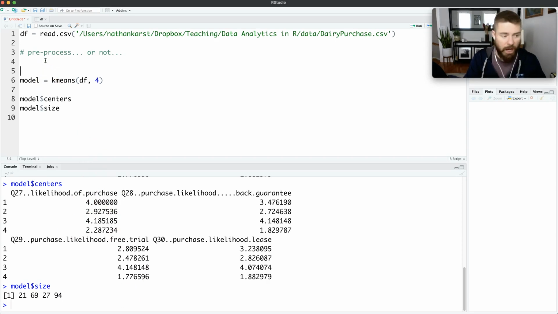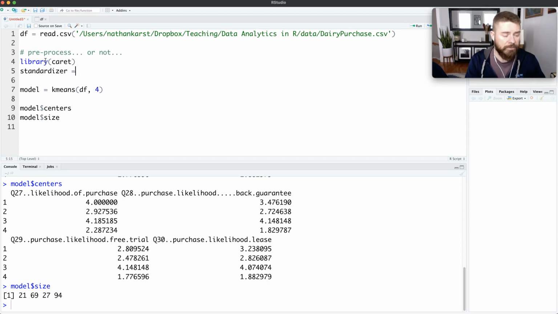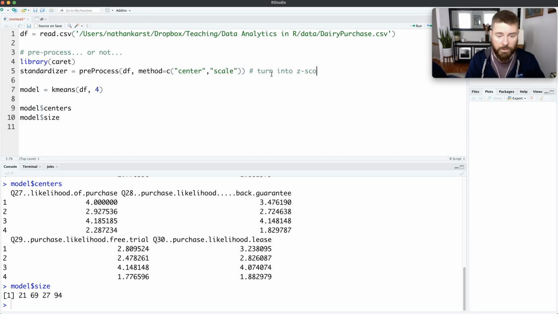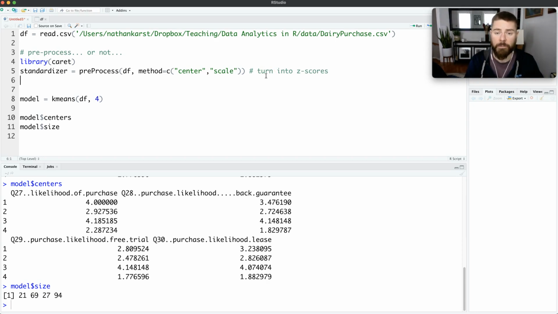Now, I said pre-process or not, and what I mean by that is we could pre-process here. Let's say library(caret), and then we say standardizer = preProcess. Pre-process is a pre-processing step. You feed in the data frame, and then the method you want to use to pre-process. Here we want to use center and scale. What that means is center it so that the mean is now 0, and scale it so that 1 unit plus or minus is 1 standard deviation above or below the mean. In other words, this turns into z-scores. You're converting every column into z-scores rather than the raw data.